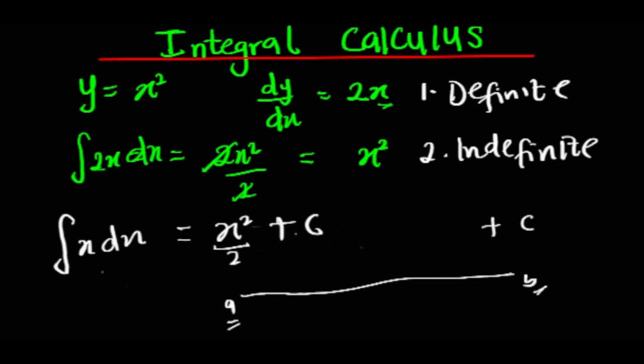Plus c, right? So in this scenario, I'm adding plus c here. That shows that this particular integral is an indefinite integral. It is indefinite because I'm not integrating with what? With limits. Whenever I'm not integrating with limits, that shows that the value of the integral of x is not defined. And that's why we call it an indefinite integral.